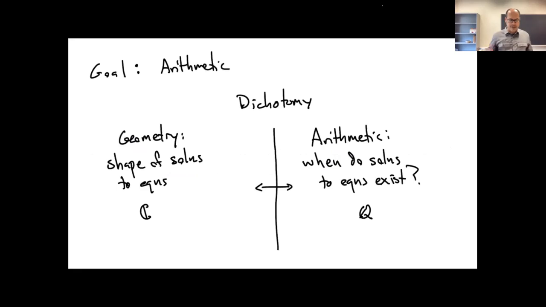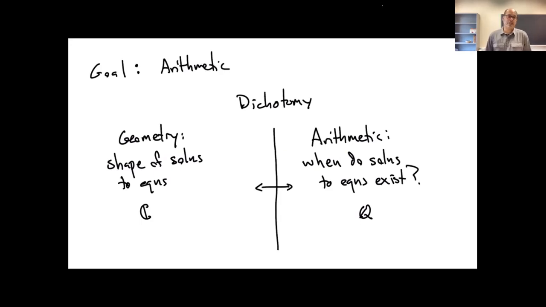So first off, let me just say, the goal of the talk, broadly speaking, is to discuss arithmetic. And so let me say very briefly what I mean by arithmetic. Very broadly, there's a kind of imaginary dichotomy that I would like to present between what we might call geometry and arithmetic, perhaps a false dichotomy, but still useful sometimes.